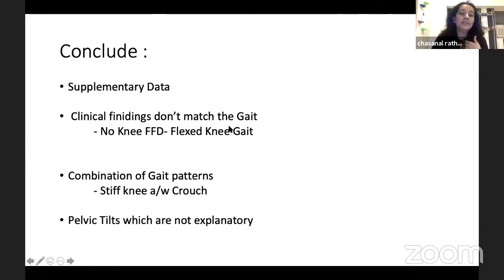And like we discussed previously, all the kids where the clinical findings don't match with the gait findings should certainly undergo a gait analysis. When there is a combination of gait patterns where the child is not following the book patterns, yes, it needs a gait analysis. And when the pelvic tilts are not explanatory or are difficult to decipher on a video gait analysis, the child should certainly be referred for a gait analysis.